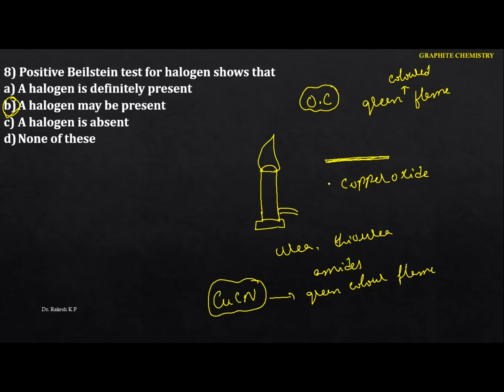The Beilstein test is the test used to detect halogens, but it is not a confirmation test, because sometimes halogen free compounds like urea and amide also answer the Beilstein test. Hence it is a halogen may be present, it is not a confirmation test. Hence in this case the option is B.